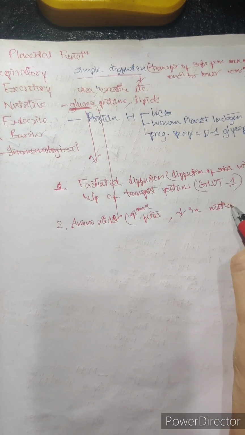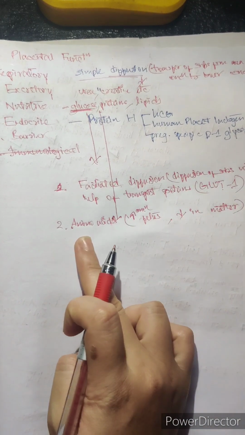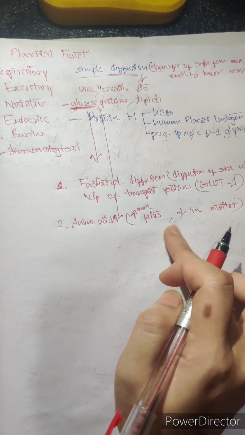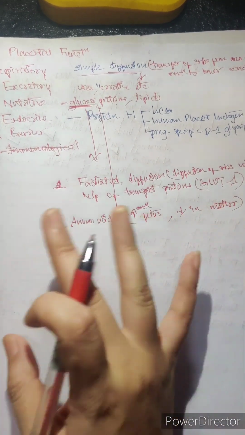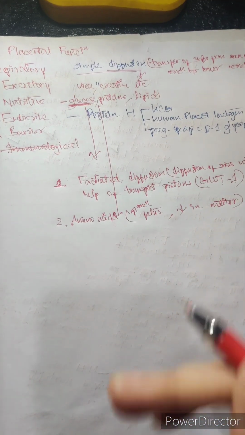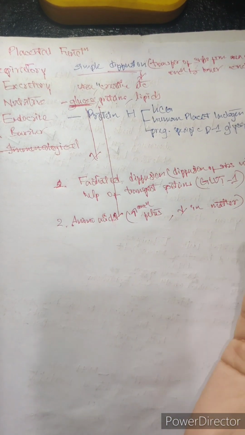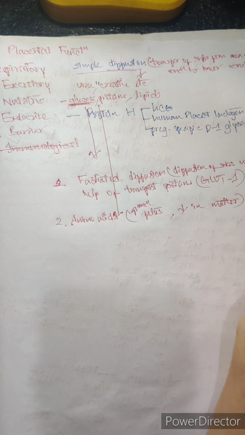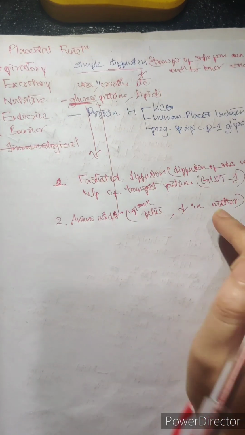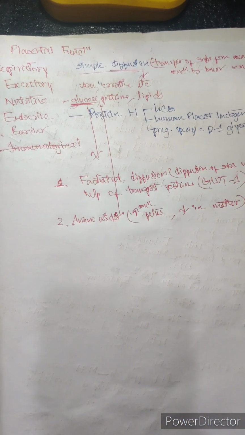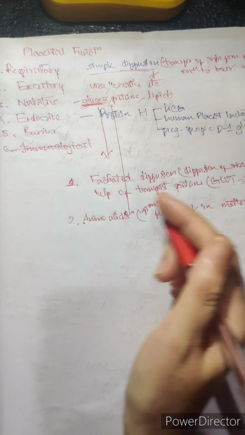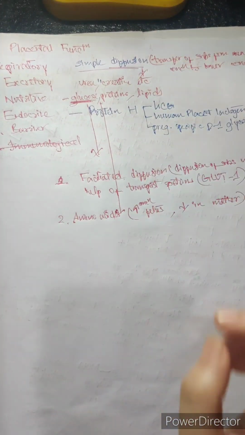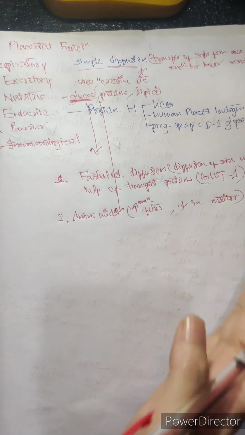Okay, so here the concentration of amino acids is increased in the fetus and it is less in the mother. So here you can see there is a greater concentration of amino acids in the fetus, but still what happens is the amino acids present in your mother are still transported from the mother to the fetus, though the concentration of amino acids is less in the mother.